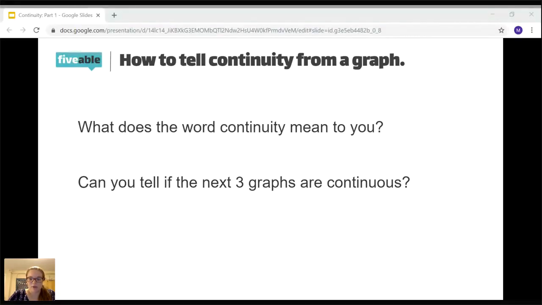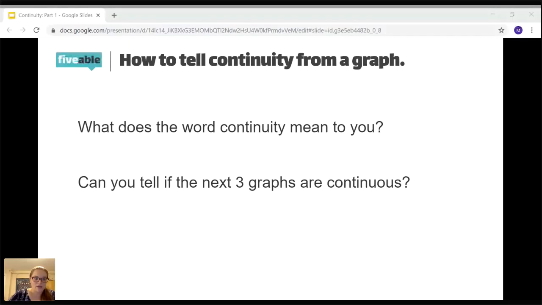Okay. Kimberly just had a really great point. Drawn without picking up your pencil. That's a really great way to think about it. If you can draw the entire graph and not have to pick up your pencil at any point, you have a continuous graph. That's a great definition that does not yet involve calculus, but we have a calculus definition for it.